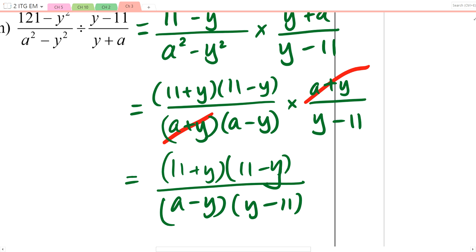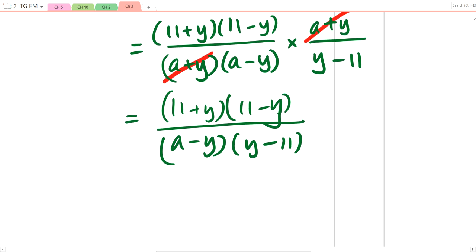Who thinks this is the final answer? Raise your hand. Who thinks something else can be done, but I'm not too sure what can be done? Okay, who knows what can be done? So what can be done? Okay, yeah, I have a suggestion now.